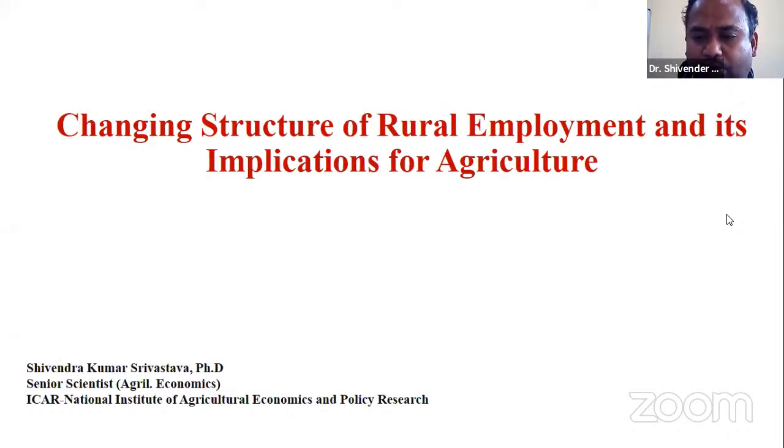So we can have many linkages between the changes in the rural economy, changes in rural employment, and then their implications on agriculture, whether farm mechanization is desirable, whether it is taking place at a desired rate or not, whether we are benefiting from farm mechanization or not. So there are several issues.